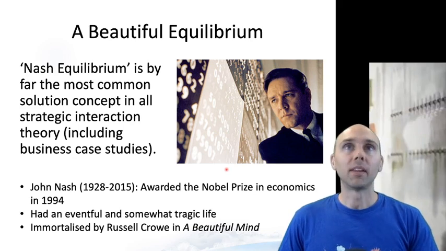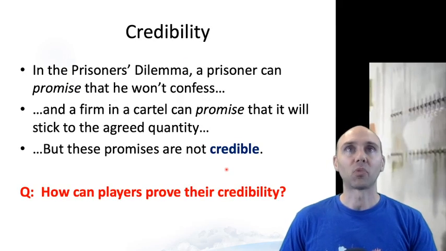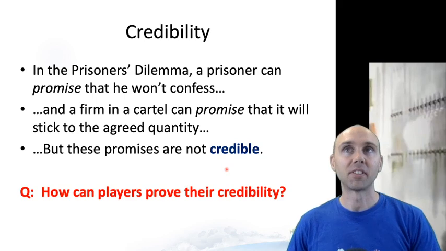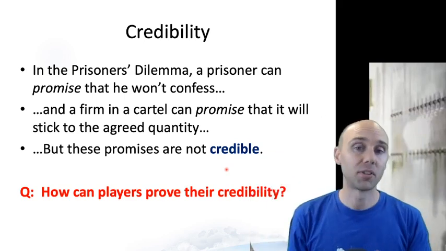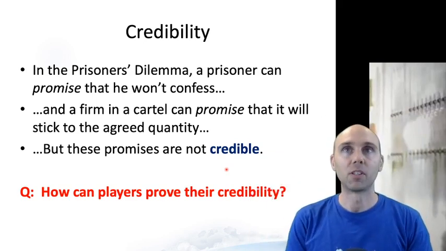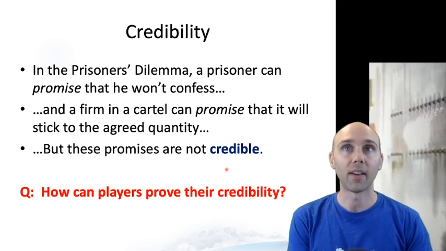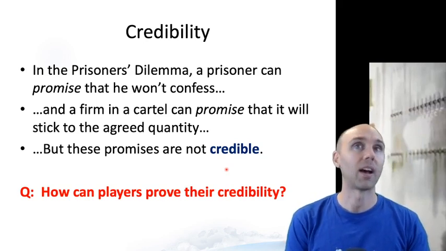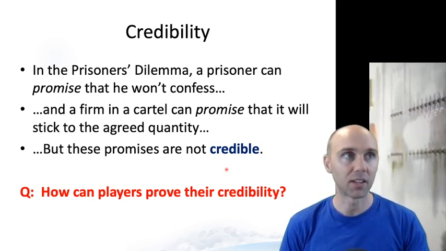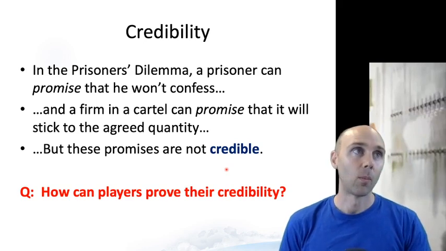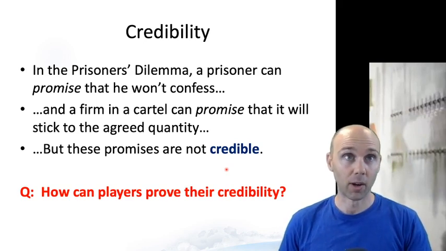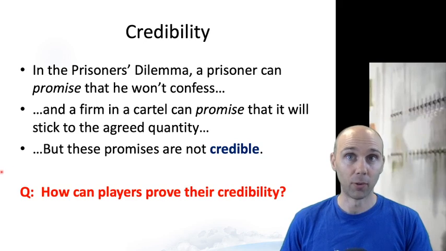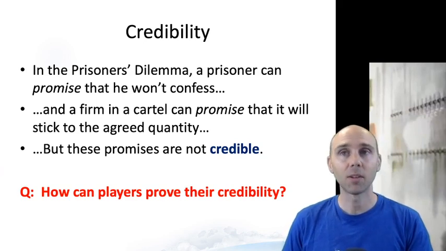So credibility is a big issue within the prisoner's dilemma, as we have seen. A prisoner can promise to his fellow conspirator that he won't confess, just like a firm in a cartel can promise that it will stick to the agreed quantity. But these promises are not credible because they're usually not enforceable. So how can players prove their credibility?